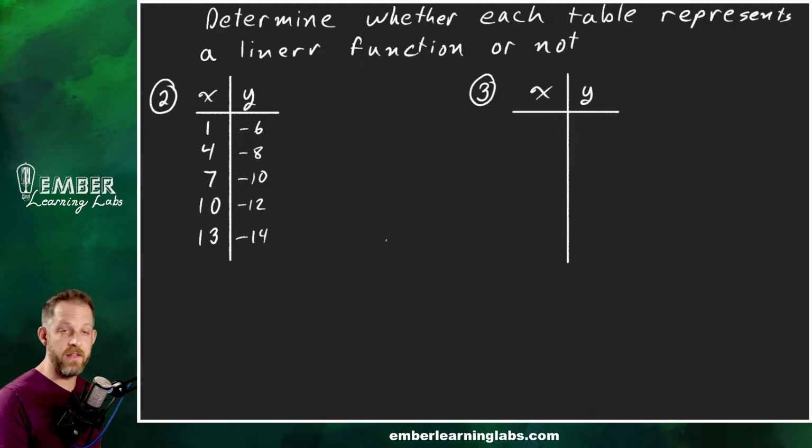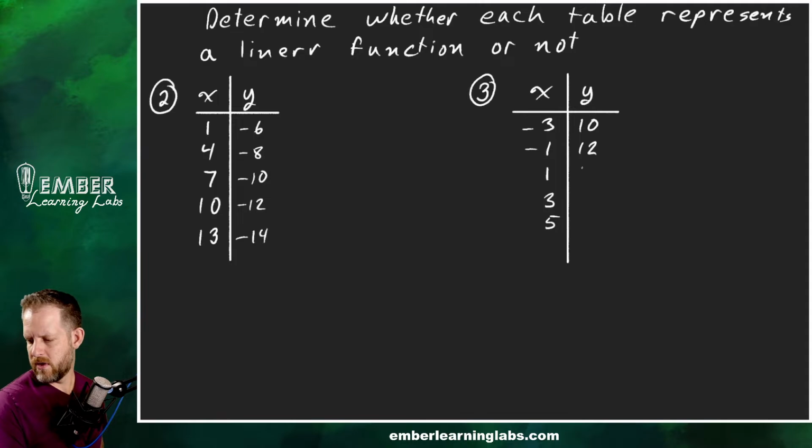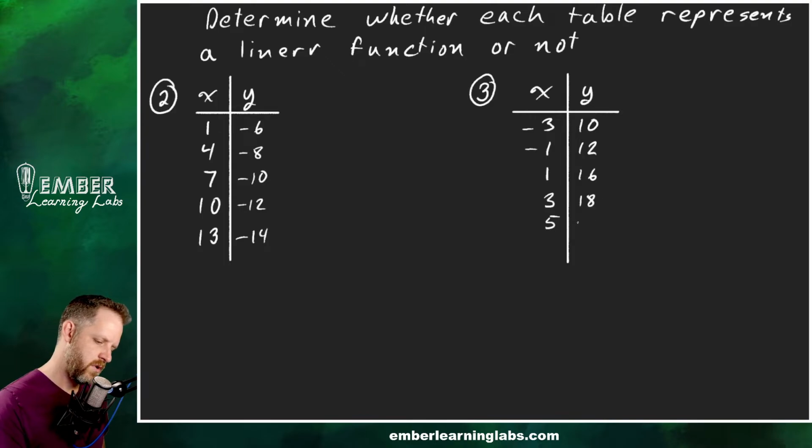-14. So then, for example 3, the domain is going to be -3, excuse me, -1, 1, 3, 5. And the range of this function is going to be 10, 12, 16, 18, 22.